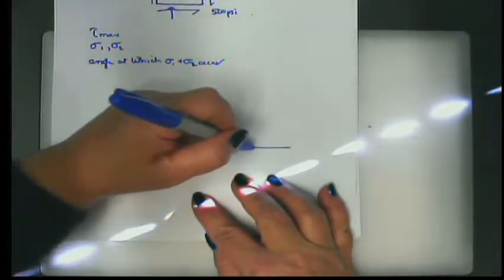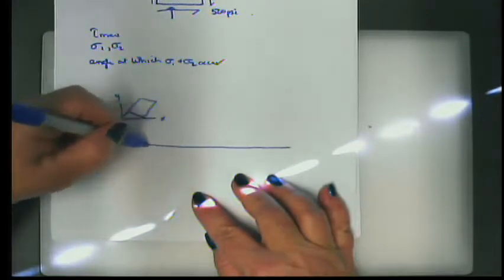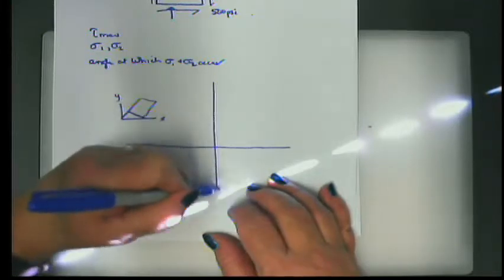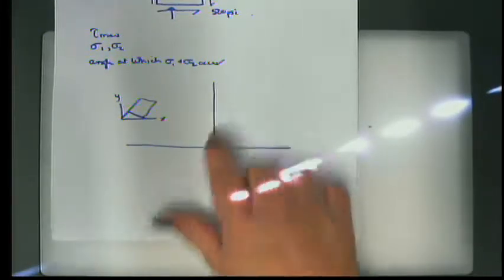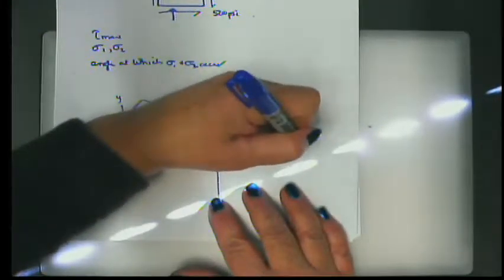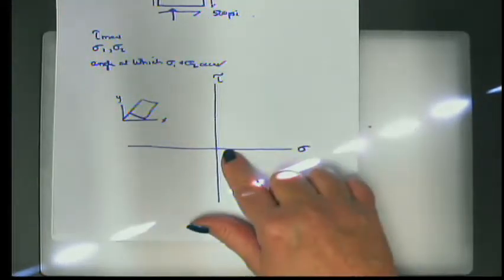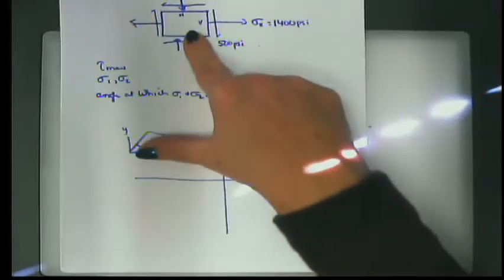So as you recall, even though this is horizontal and this is vertical, we are no longer discussing x and y. We are discussing sigma and tau. And as you recall, 2 degrees on my circle is 1 degree on the stress block.